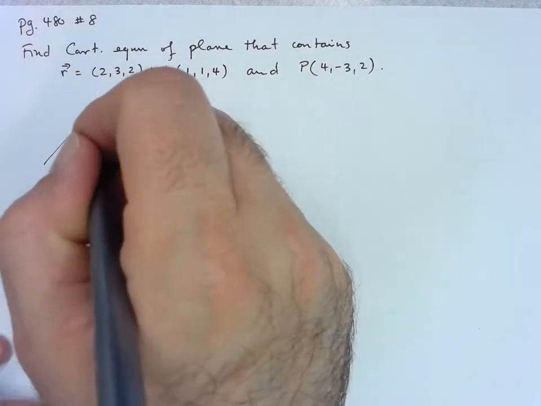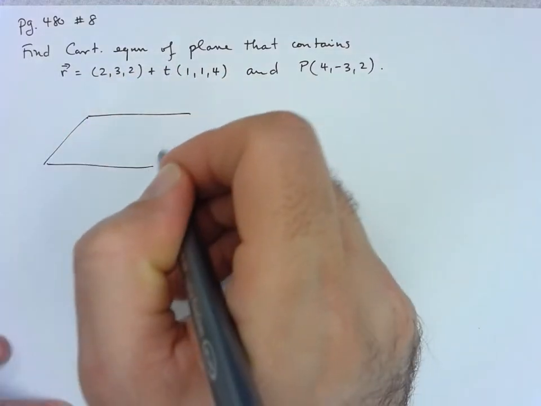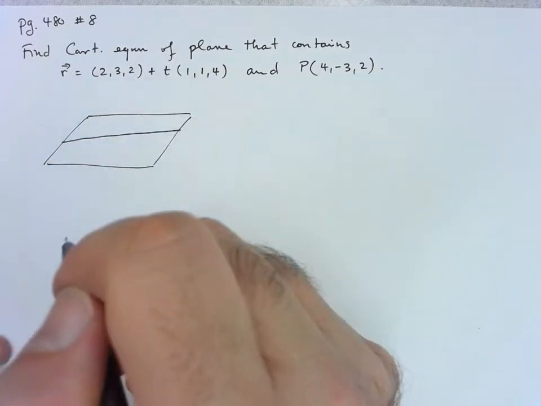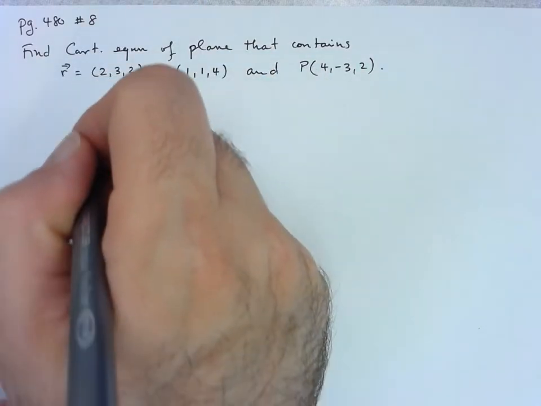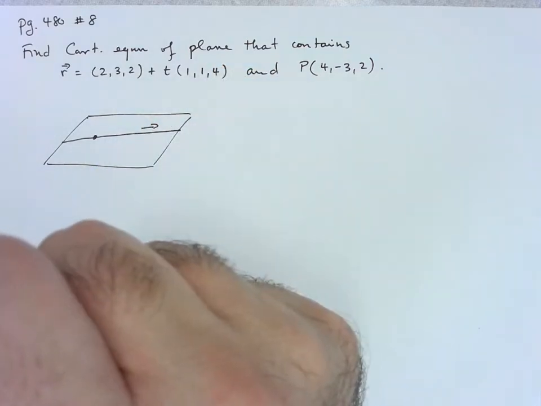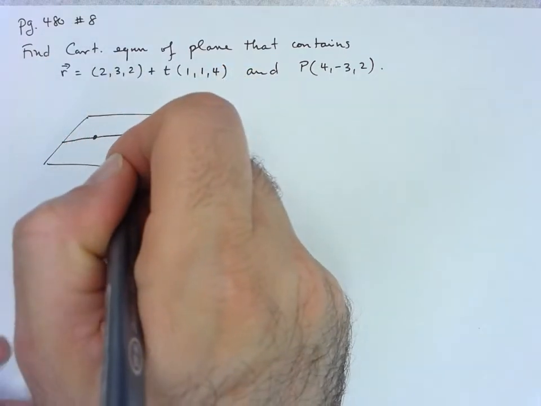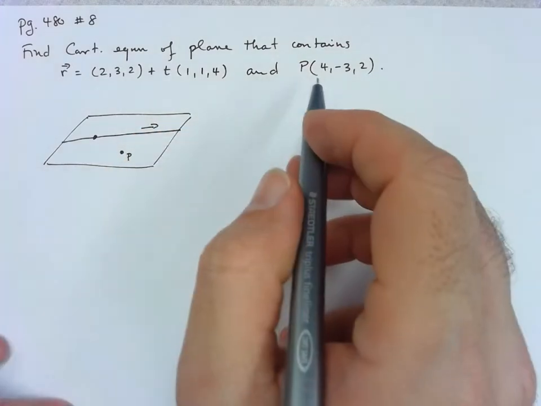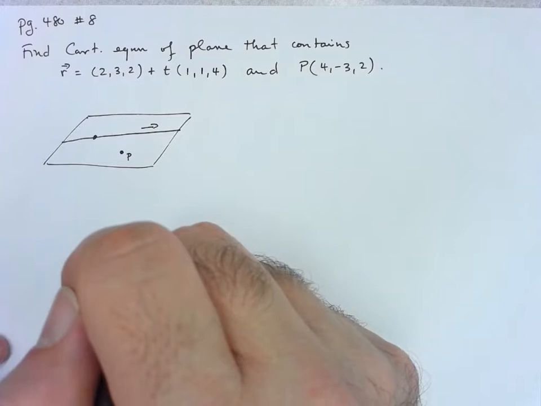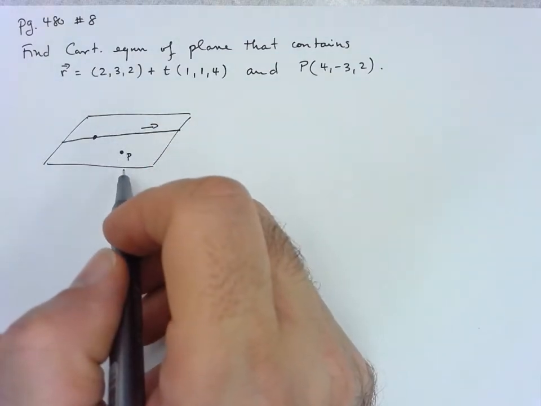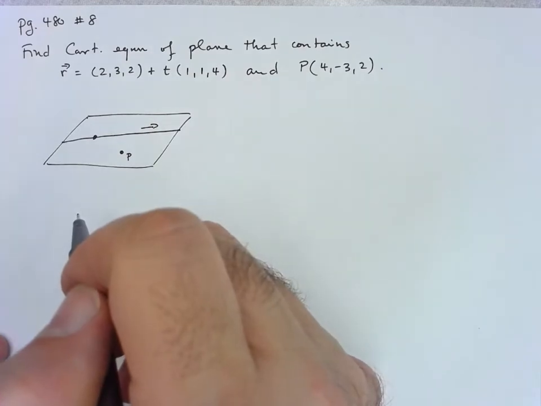So just to take a look at what we've got here, say this represents the plane. We've got a line on the plane, and I have a point, and I've got a direction vector, 1, 1, 4, and then I have my other point here, P, which is the other given information on this plane. In order to find a normal vector, I'm going to need 2 direction vectors, and then from there I can take the cross product to find a normal vector.